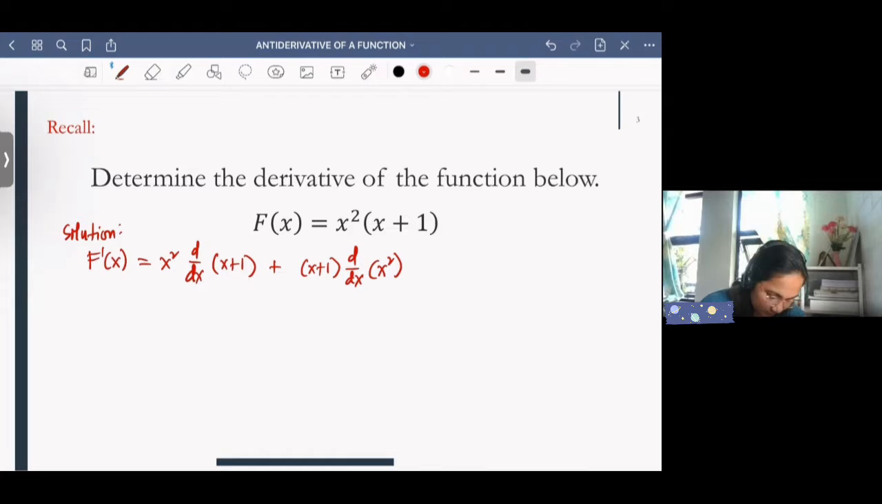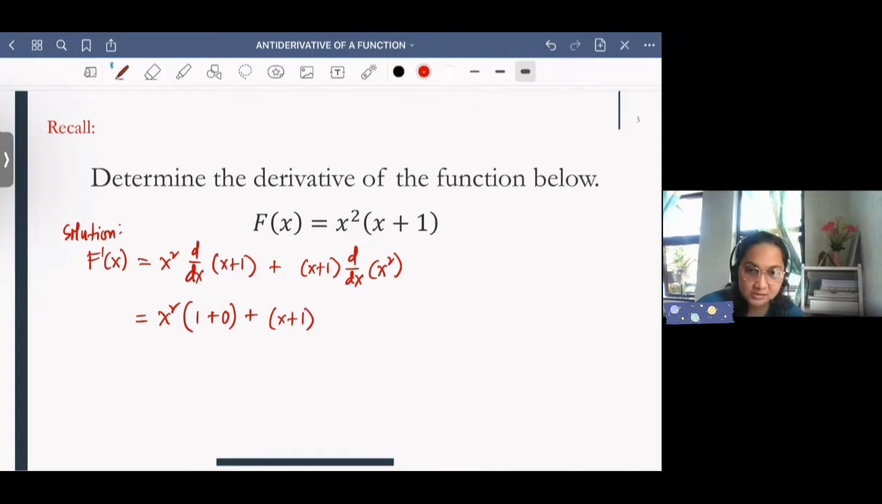So let's find the derivative of these respective functions. We have first copy x squared and then multiply the derivative of x plus 1. So derivative of x is equal to 1. Derivative of 1 is 0. Plus copy x plus 1. And then derivative of x squared by power rule, we have 2x.